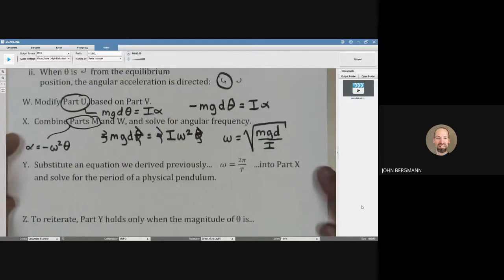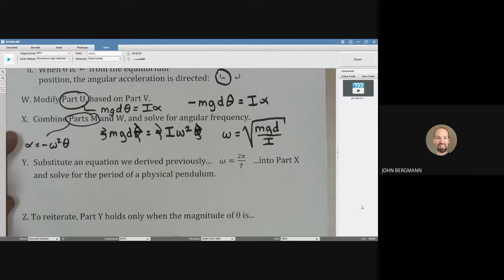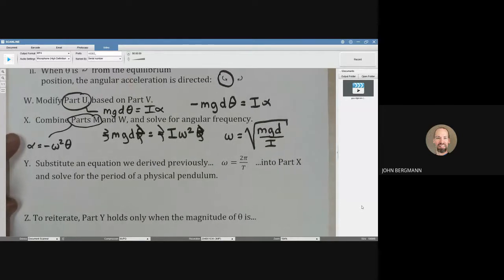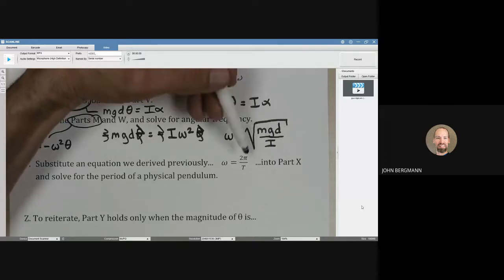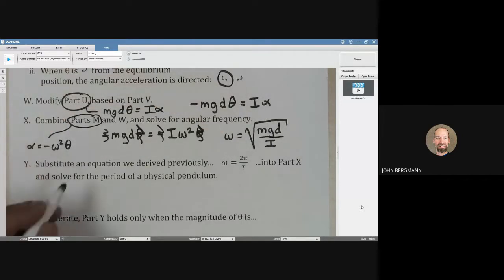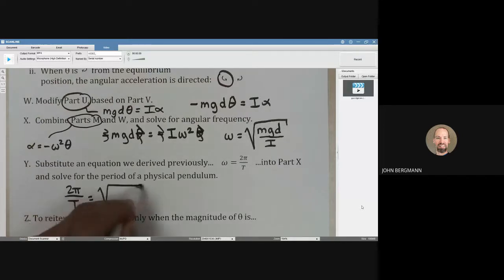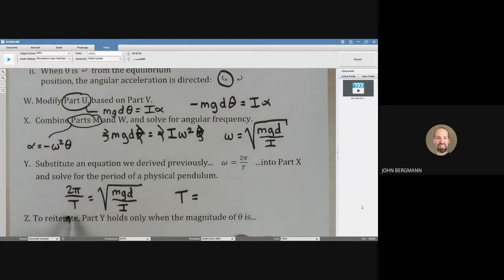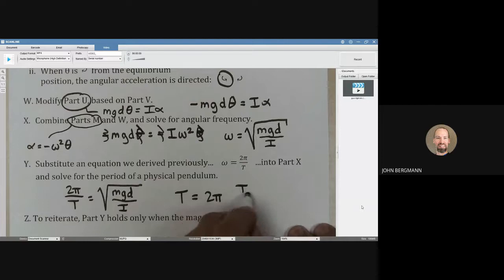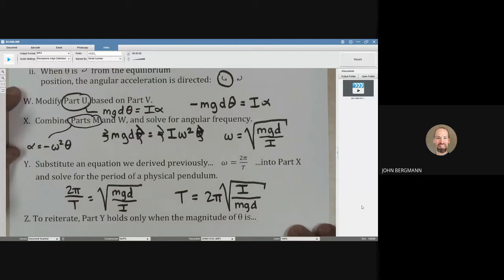Letter Y. Substitute an equation we derived previously into part X and solve for the period of a physical pendulum. If omega equals that and omega equals that, then we can say, let me rewrite that. 2 pi divided by T is numerically equal to the square root of the whole quantity m g d over I. And if we want to solve that for the period, you check and make sure I'm doing this right. It's going to be 2 pi. And then when we put that on the other side, we've got to flip the numerator with the denominator. There you go. That is the period of a physical pendulum.